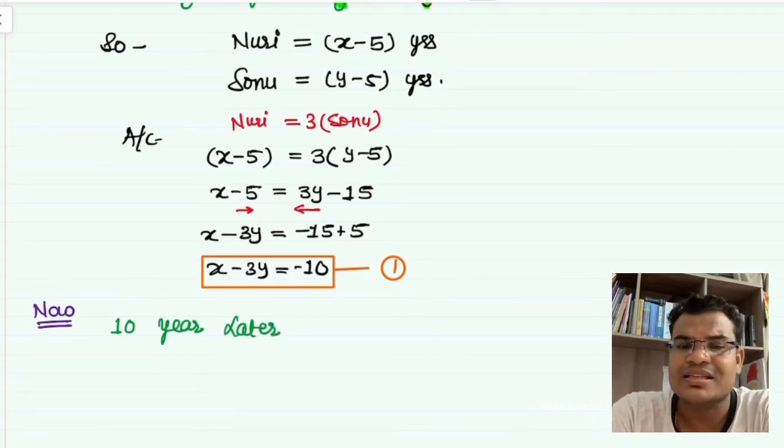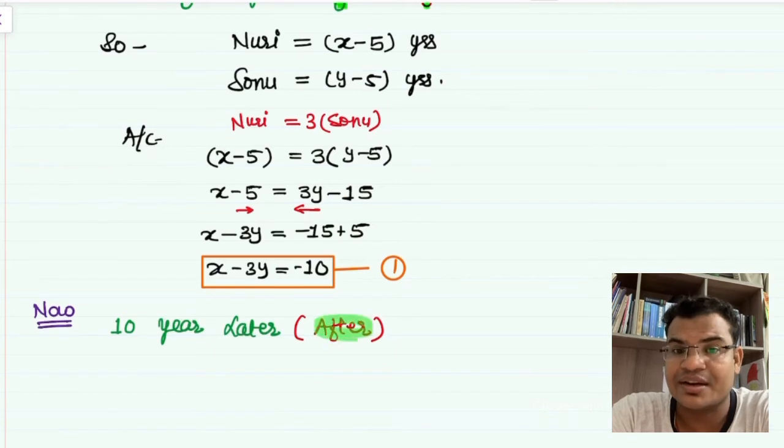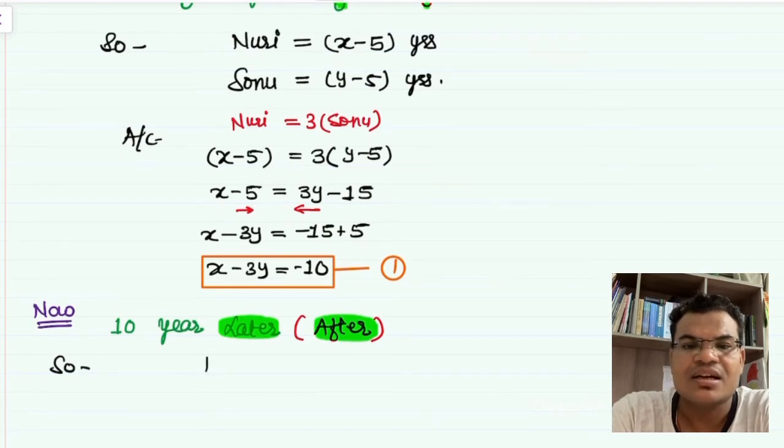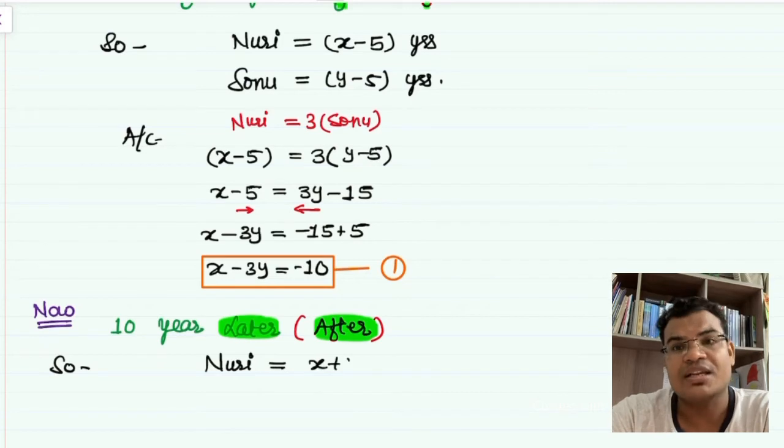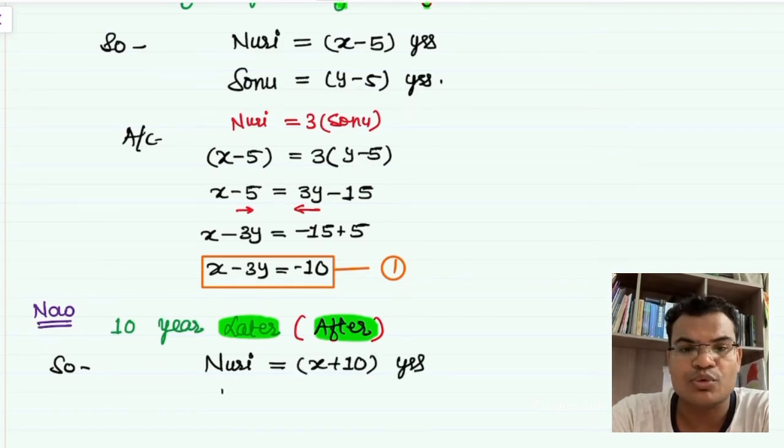Okay, so 10 years later, in the bracket I'm just writing here 10 years before or 5 years before or later. Later means after, and before means ago, right? So 10 years later or after, we will add some values. We'll add 10 to the age of Nuri, and Sonu will be y plus 10, so it will become y plus 10 years.